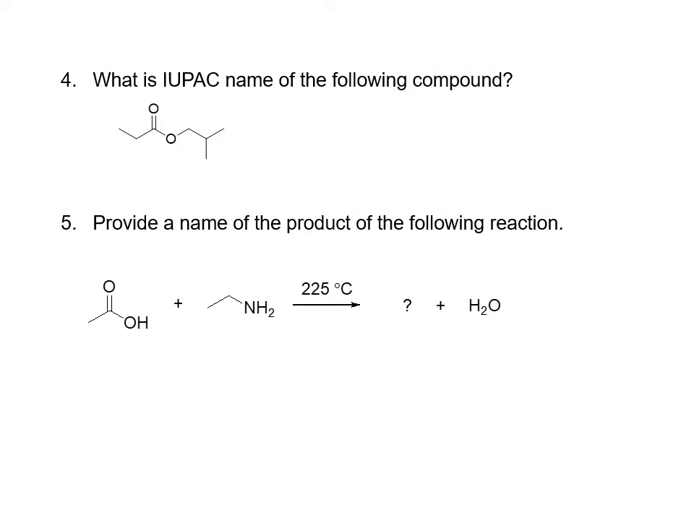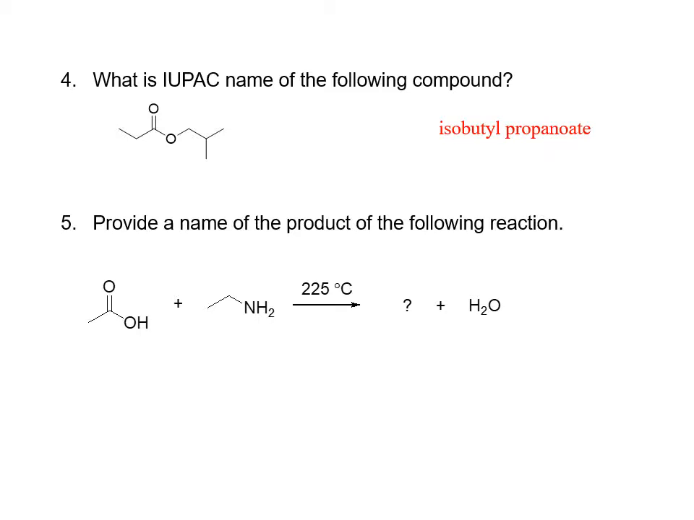What is the IUPAC name of the following compound? So this is an ester, and when naming esters according to IUPAC, we can use trivial names for simple alkyl substituents. And this alkyl substituent is isobutyl group, and the acid will be propionic acid, so it's isobutyl propanoate.